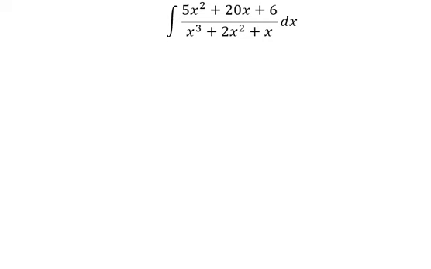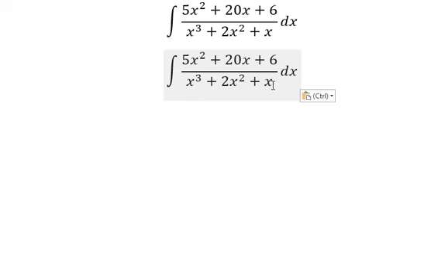Today I want to talk about calculus, the topic of integration. Now I want to show you how to answer. We need to do factorization by x.